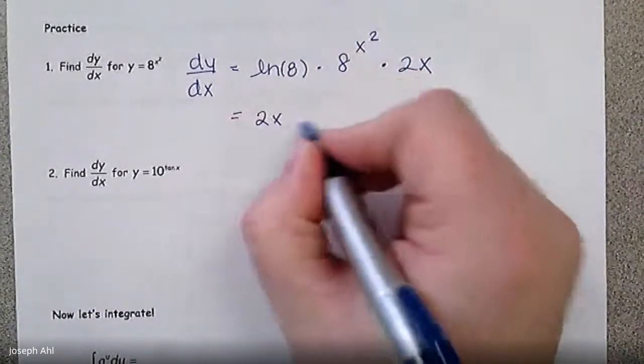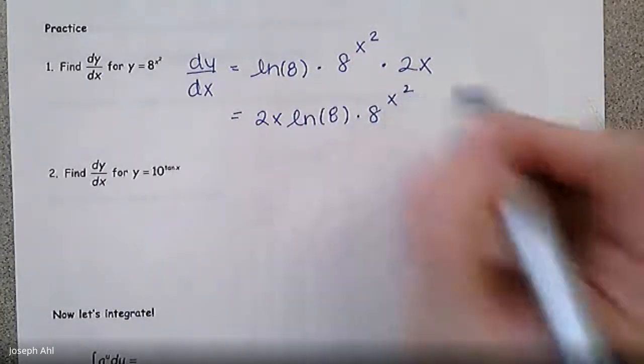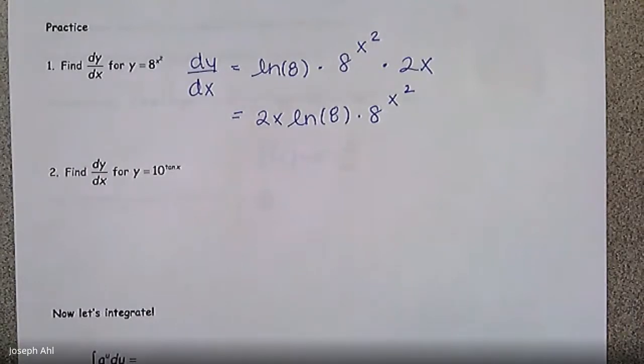And as far as how this should all be placed together to get a final answer that's cohesive here, I mean, I guess you could bring the 2x all the way out front, 2x ln 8 times the base 8 to the x squared. You might just have to look for alternate forms in a multiple choice style question, but anything along those lines would be a correct answer for number 1.